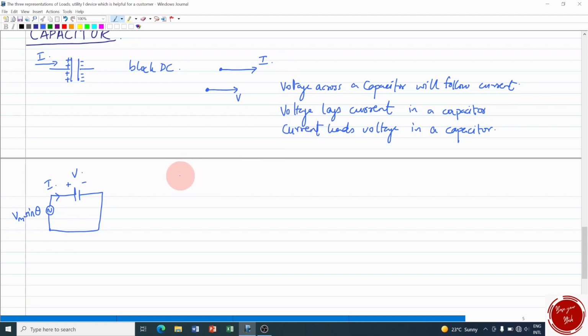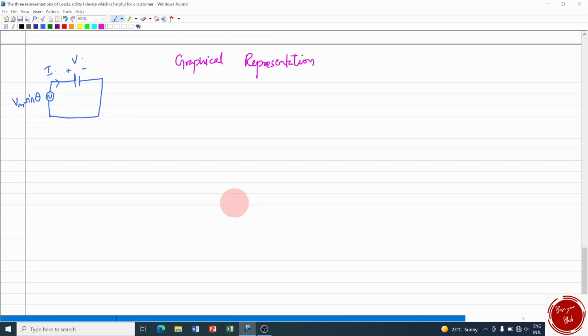So we can have two representations. As I've said, one is the graphical representation and another is the phasor representation. So we are going to compare the magnitude of the voltage and current, and also the angular shift, the phase lag.